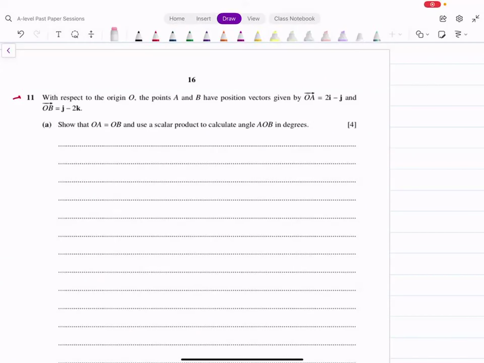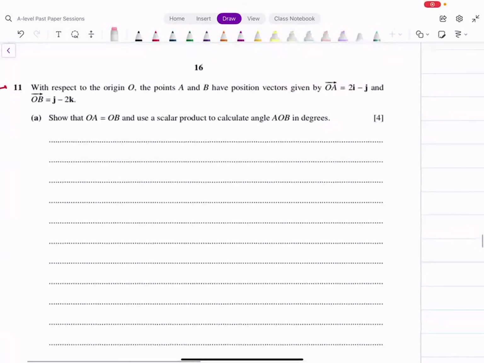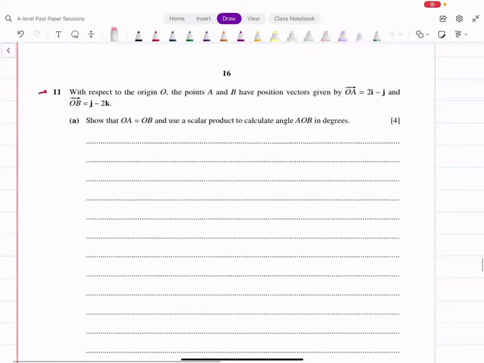Okay. With respect to the origin O, the points A and B have position vectors given by OA equals 2i minus j. So we've got one position vector for A, that's 2i minus j. We've got OB, that's j minus 2k. Show that OA equals OB and use a scalar product to calculate the angle AOB in degrees. That's a pretty standard question.